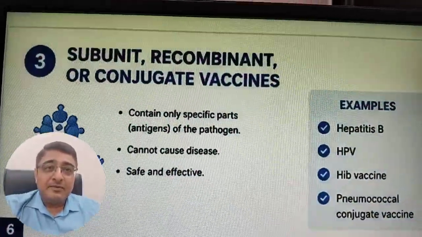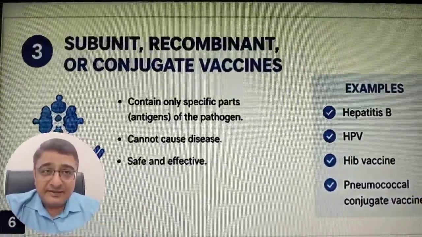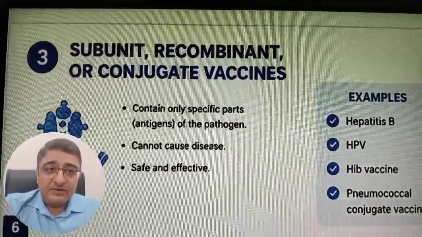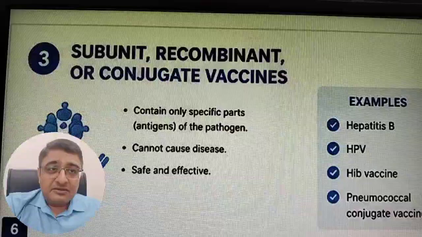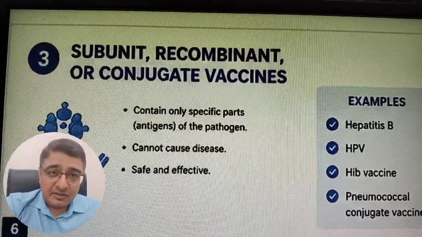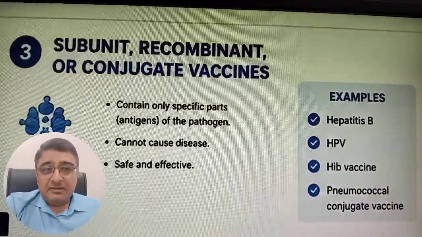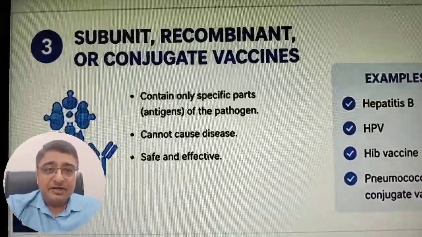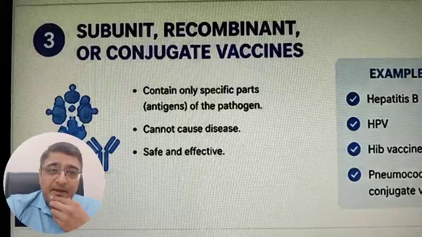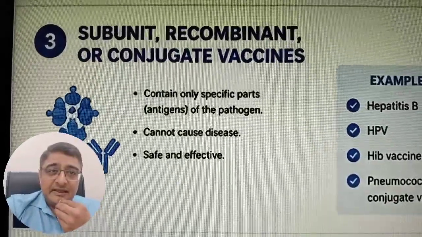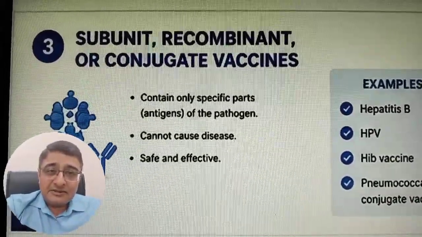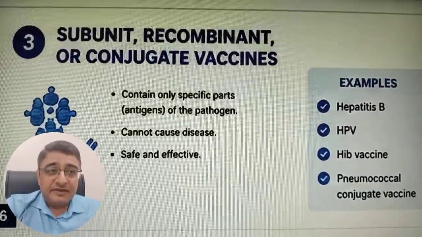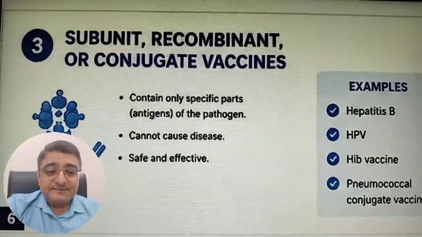Then subunit or recombinant or conjugate vaccine. Here it contains only specific parts of the antigen, not the entire pathogen or disease causing organism. Only the epitope, which is responsible for the immunity development, is included in this, so it cannot cause disease and it is safe and effective. Some examples are hepatitis B, HPV, pneumococcal conjugate vaccine.